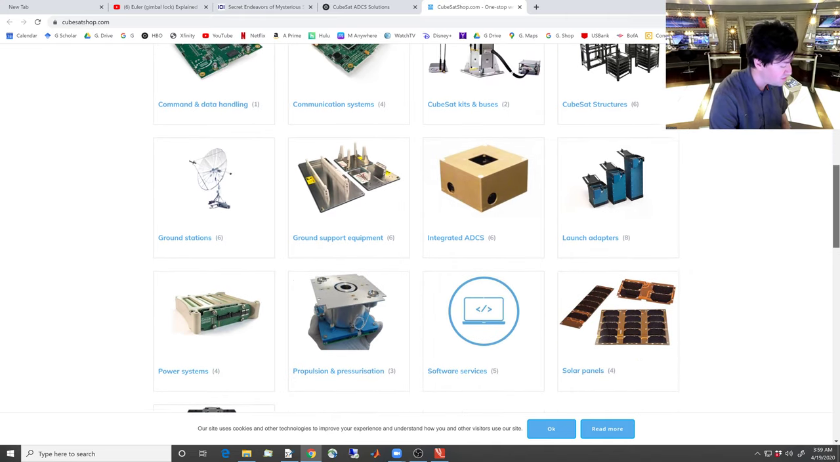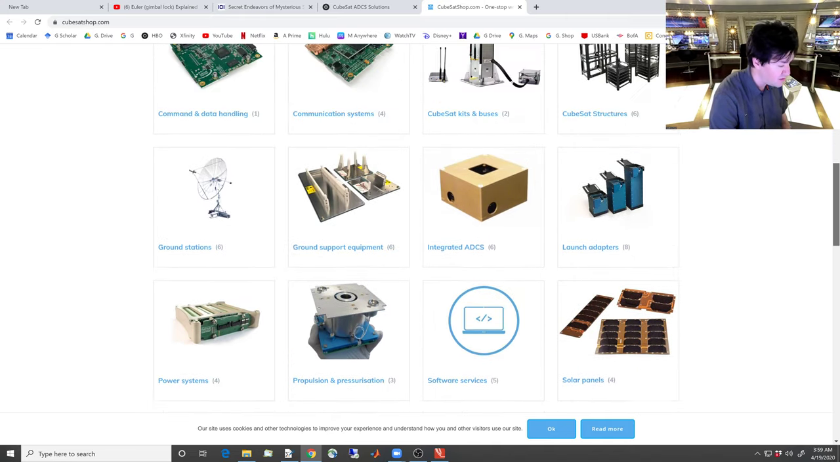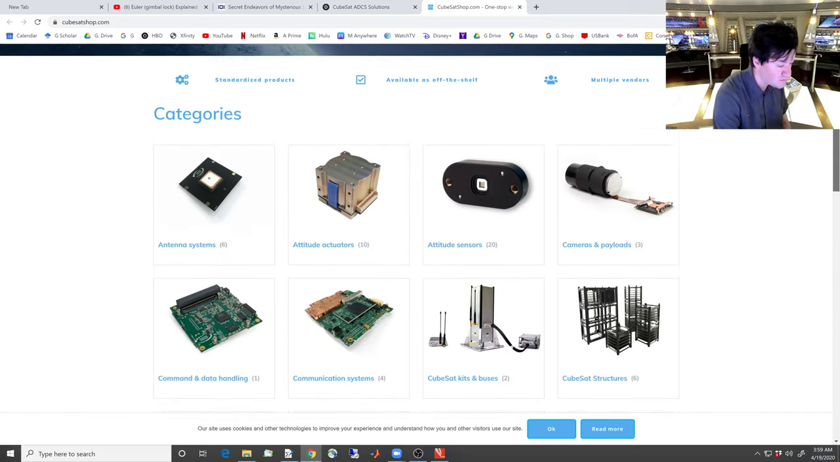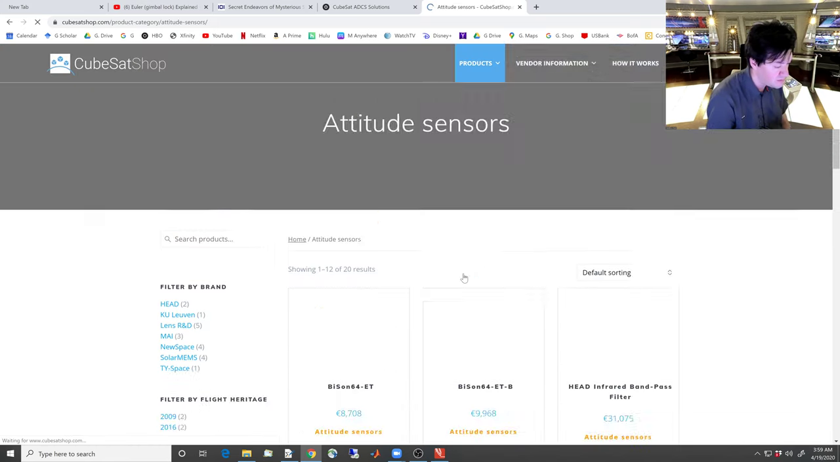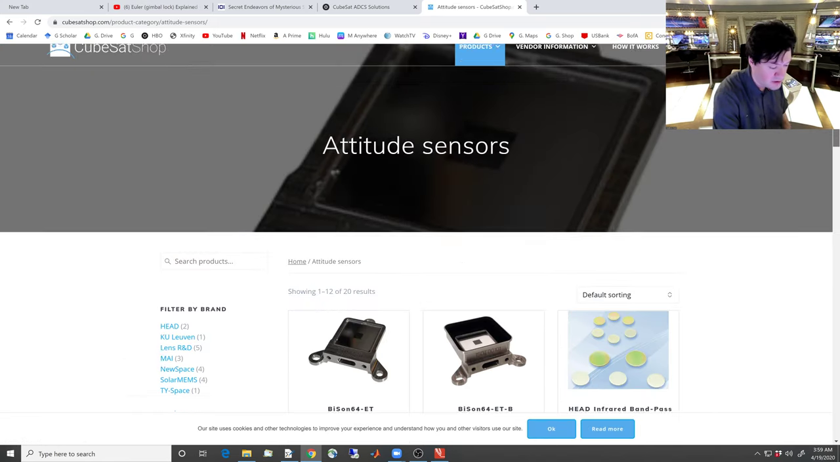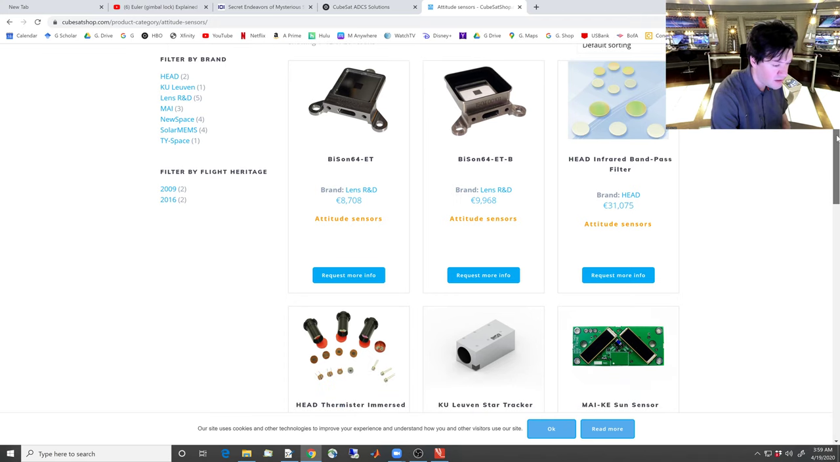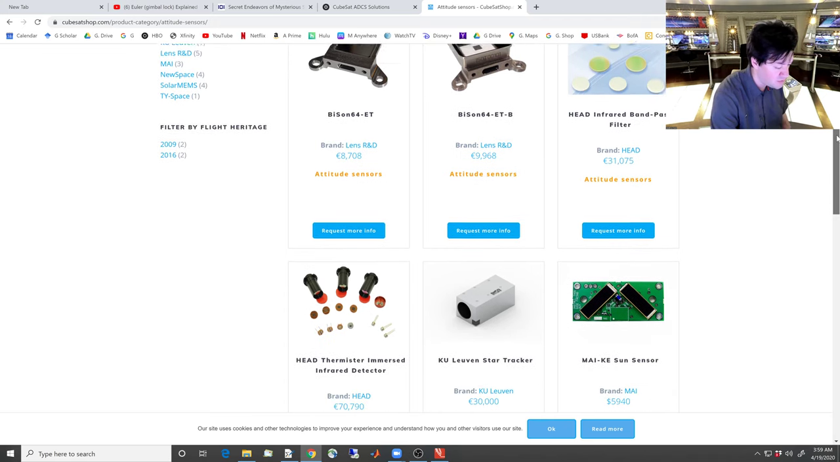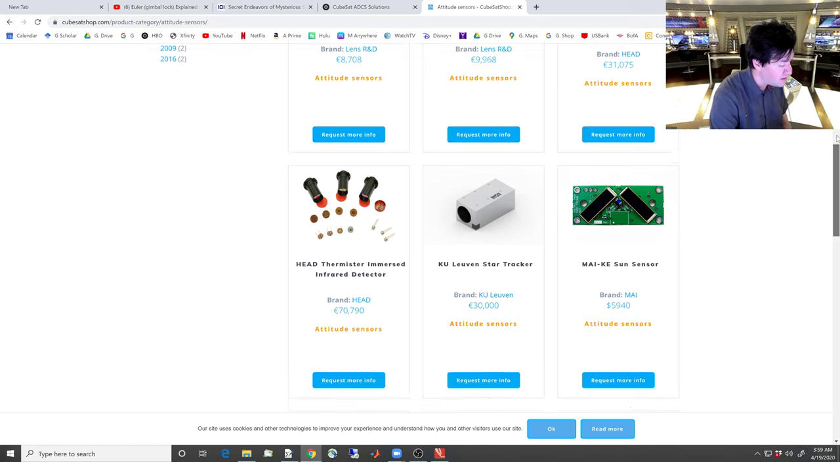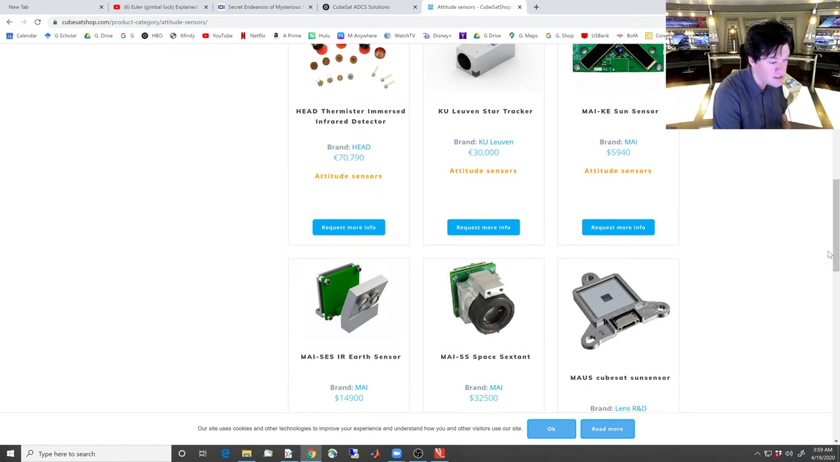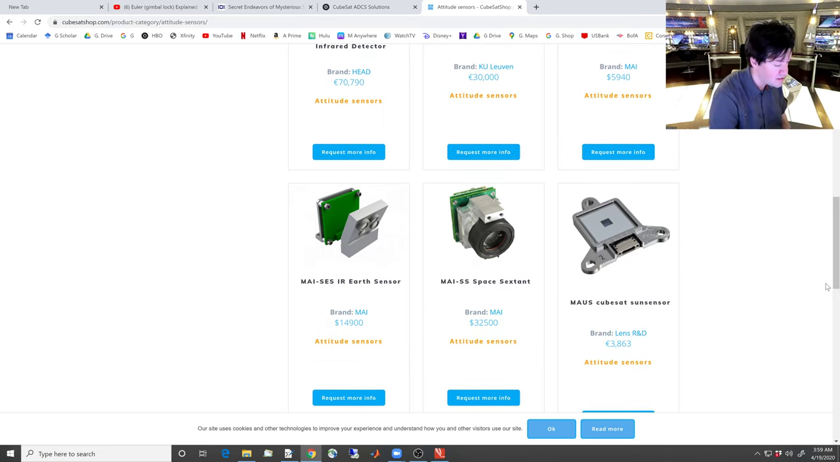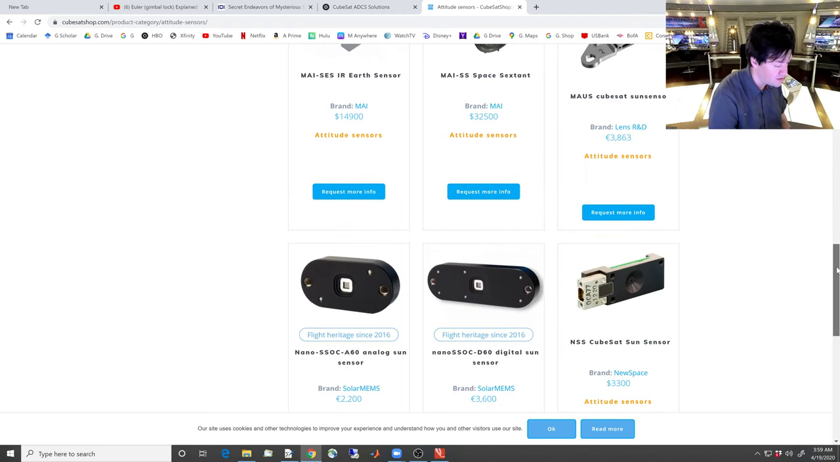Let's see what they've got here. Cameras and payloads. Attitude sensors. Here we go. All right. So what have we got here under the attitude sensors? We've got some IR sensors for horizon sensing. We got a star tracker for 30,000 euros. Sun sensor, there's your sun sensor. Sun sensor again, Earth sensor, all of these things.